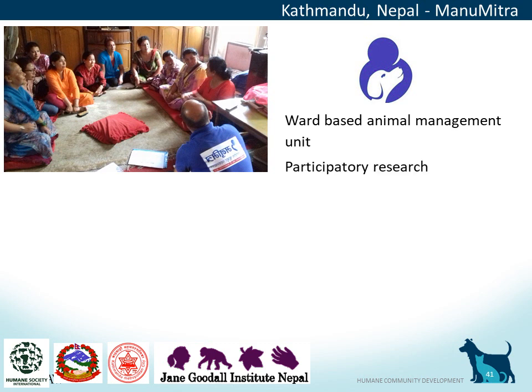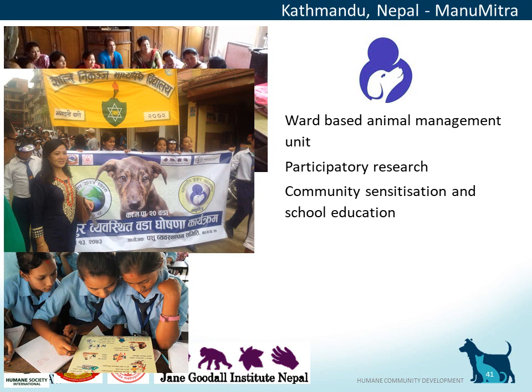These animal management units also undertake participatory research within their own ward, and these build on the insights drawn from that initial Kathmandu-wide baseline assessment, and it also then builds the capacity of the ward-based unit and the ownership over their data so that then they can track their own progress over time. Then there is a phase of community sensitisation to build motivation and interest in the vaccination and sterilisation of dogs. Now again, the animal management unit decides how best to do this for their ward.